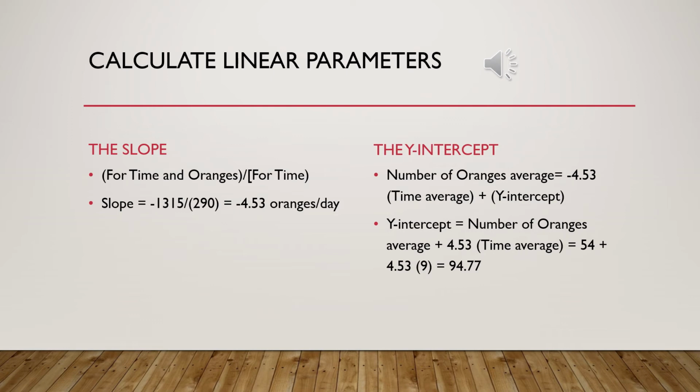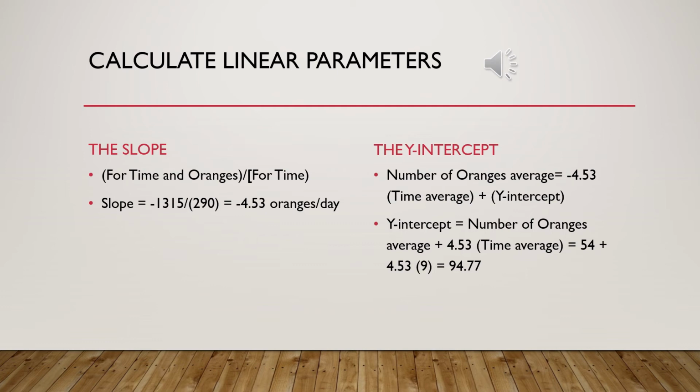For the y-intercept, we're going to use the averages for the number of oranges and the time in the equation, and I put the equation here in this slide. By using this equation, we end up with 94.77 oranges. Now, please note here that this number in reality should have been 100, but our data is not perfectly linear. So this number is used in the algebra to predict the number of oranges that are left in the refrigerator at a given time.